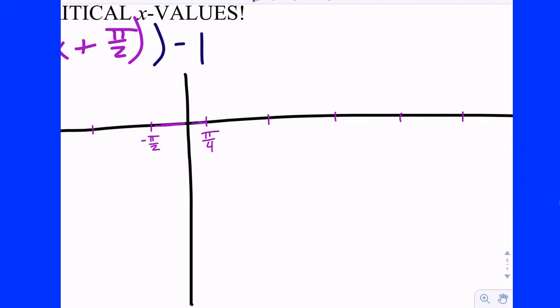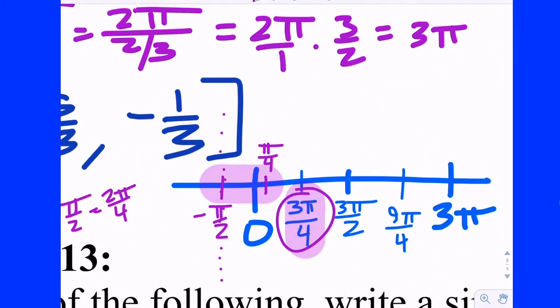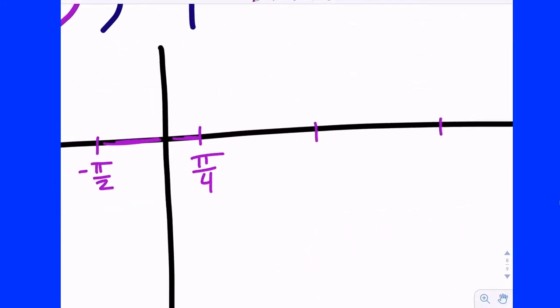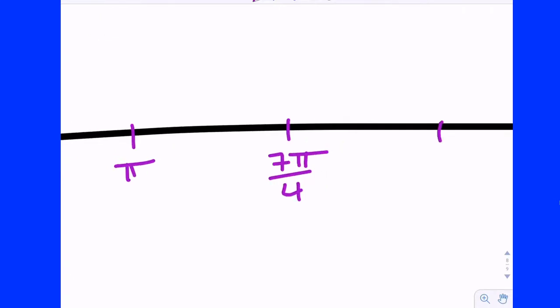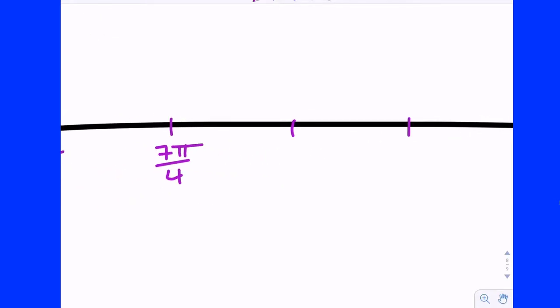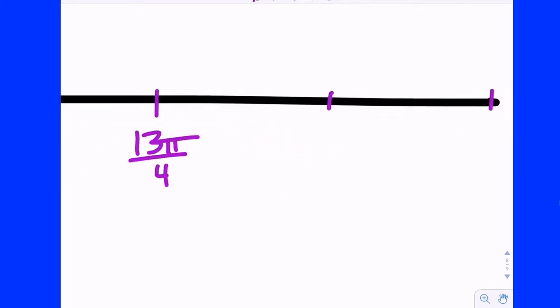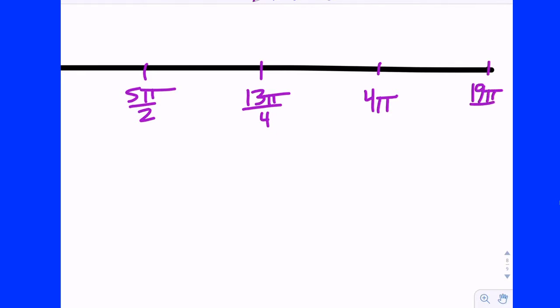Now it's time to label them. How far apart are all these critical values? Well, they're a fourth of the period, so they're 3 pi fourths away. So now all you've got to do is go through and label them. 1 pi fourths plus 3 becomes 4 pi fourths, which is pi. 4 plus 3 is 7 pi fourths. And then you get 10 pi fourths, which simplifies to 5 pi halves. And then 13 pi fourths. And then 16 pi fourths, which simplifies to 4 pi. And then 19 pi fourths, and so on and so forth.